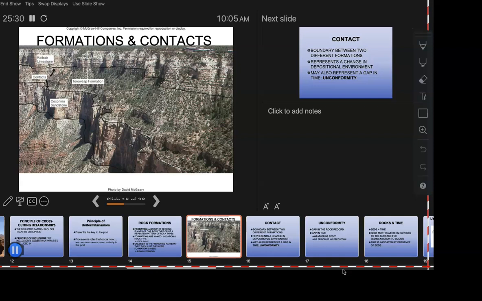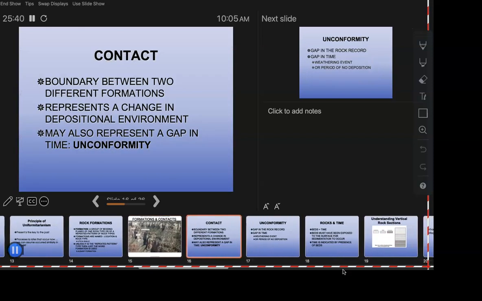What's much more subtle is what a contact can imply. All right? It could, as I just said, be a boundary between two different formations, but remember how I introduced it. It's a change in the environment, right? Not all environments make rocks. Some environments erase rocks. So what a contact could also represent is a huge gap in time. We call that then an unconformity. An unconformity is a special kind of contact that represents a gap in time.